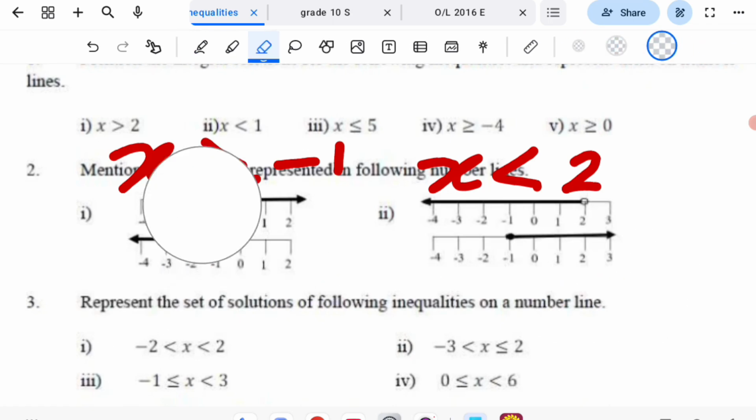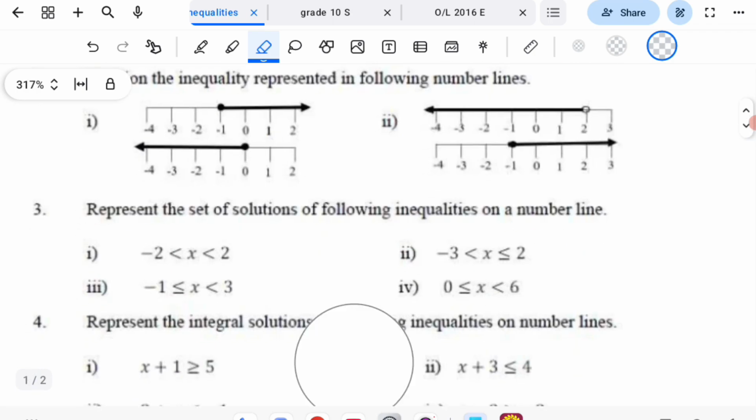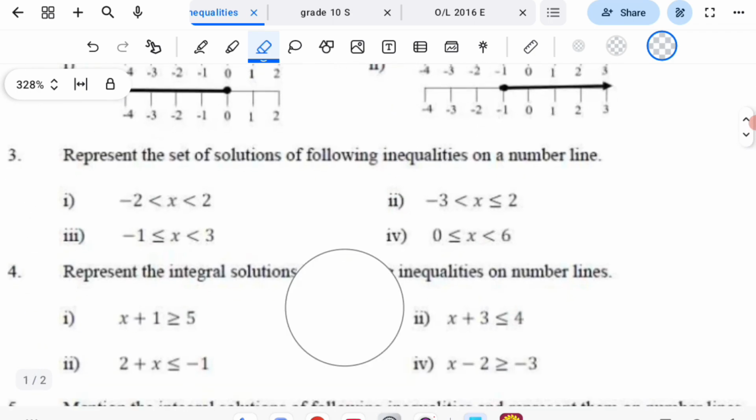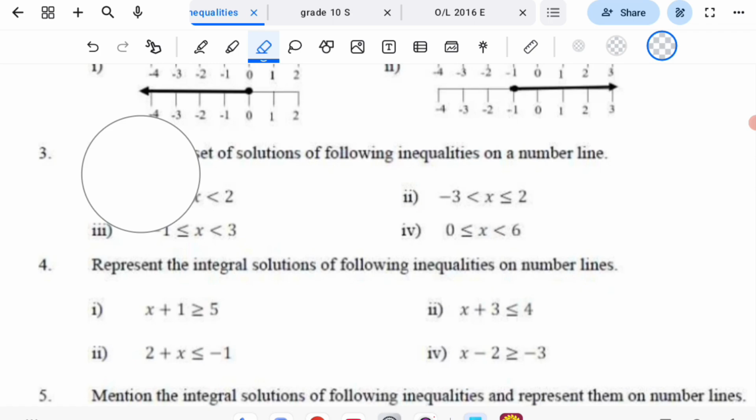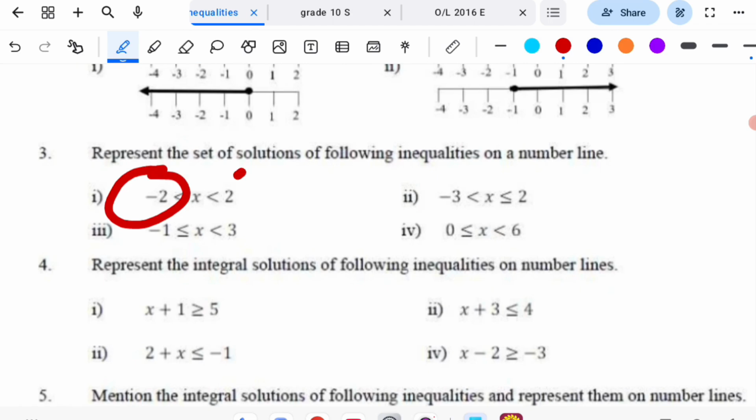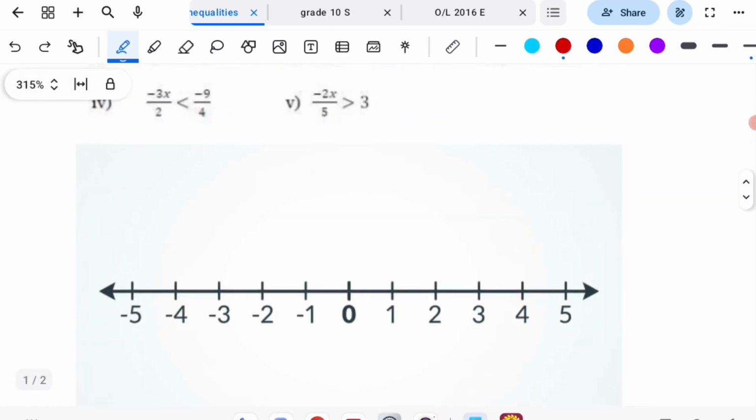Then question number 3, represent the set of solutions of following inequalities on a number line. First part, x is greater than minus 2, less than 2. There is no equal sign like this. Therefore, we have to only put a non-colored circle on minus 2 and 2. And we have to color the corresponding region.